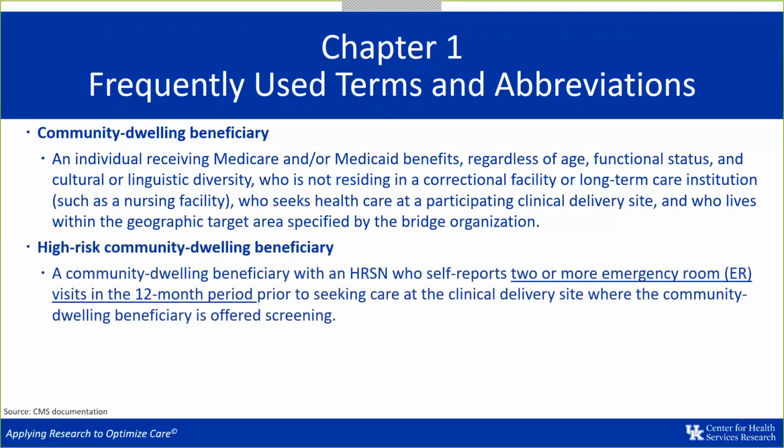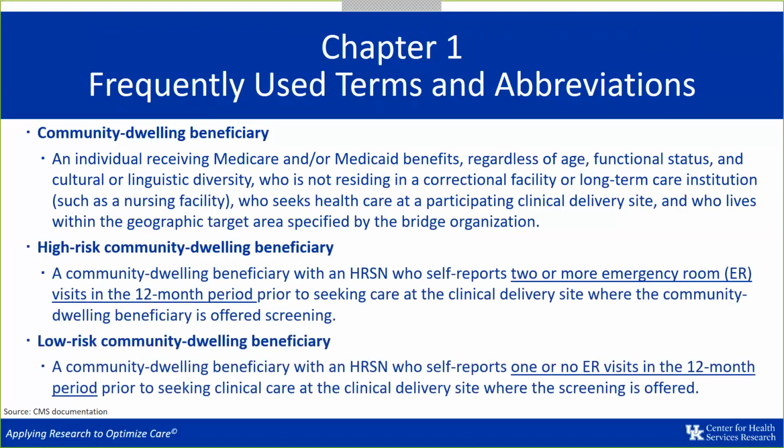A high-risk community dwelling beneficiary is a community dwelling beneficiary with an HRSN who reports 2 or more emergency room visits in the 12-month period prior to seeking care at the clinical delivery site where the community dwelling beneficiary is offered screening. A low-risk community dwelling beneficiary has an HRSN who self-reports 1 or no ER visits in the 12-month period prior to seeking clinical care at the clinical delivery site where the screening is offered.